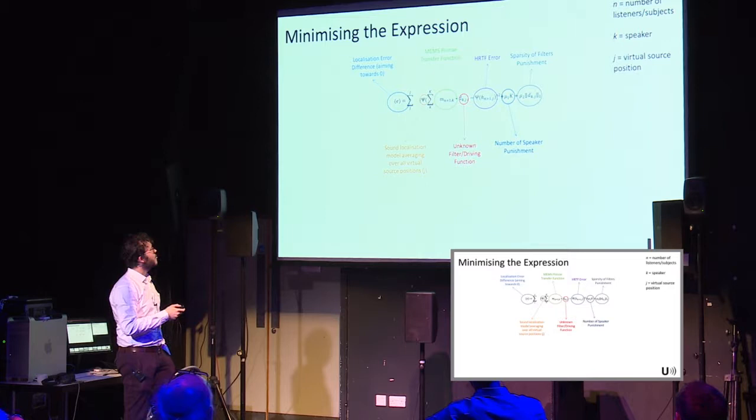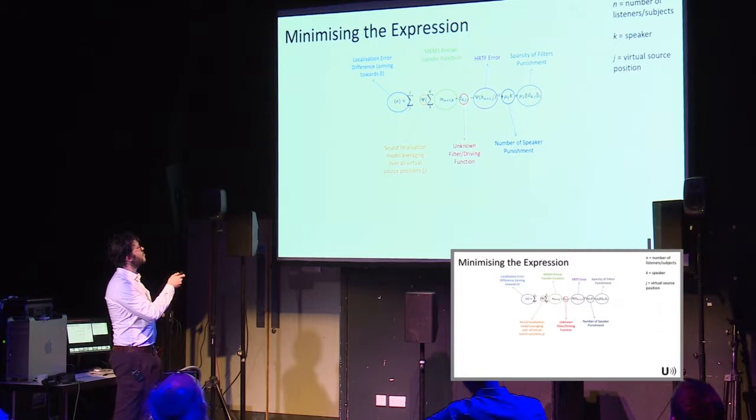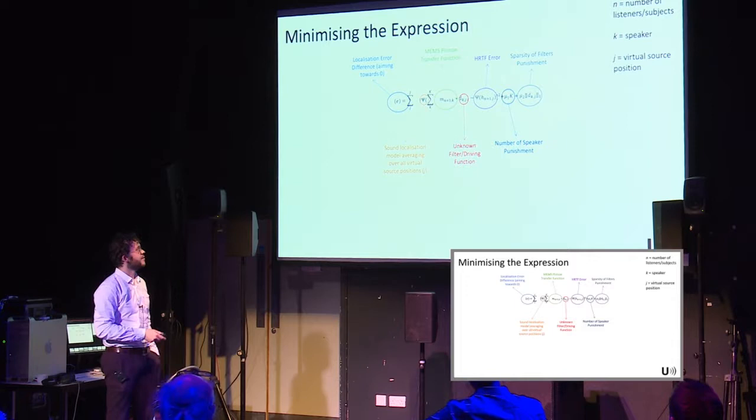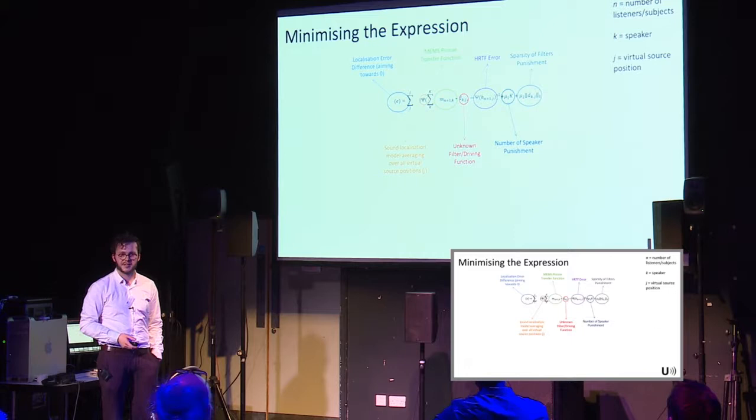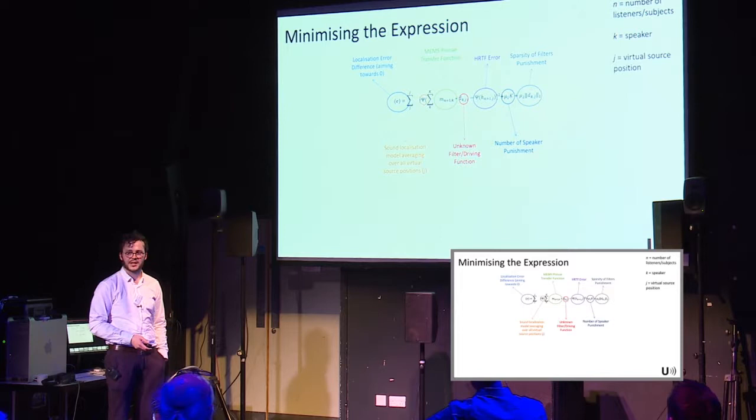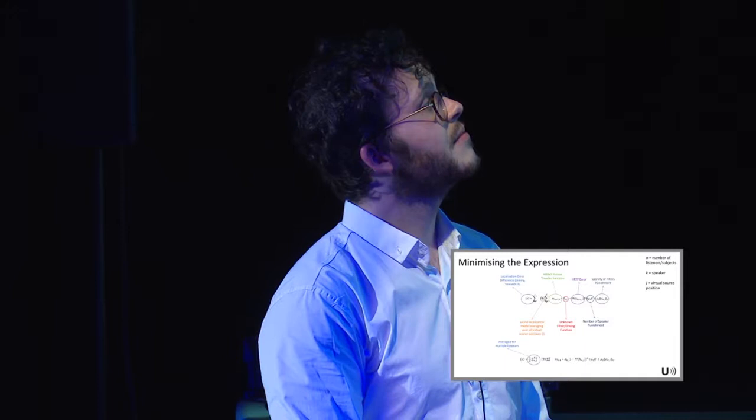But first off, we need to look at the equation a bit more closely, introducing some errors. We have the sparsity of filters, because we don't want a huge filter bank; we want it to be relatively efficient to run. And also the number of speakers. I'm sure with 1,000 speakers you could get a perfect reproduction, but again, it's about practicality versus what is theoretically the best solution. And that's for an average of multiple listeners.